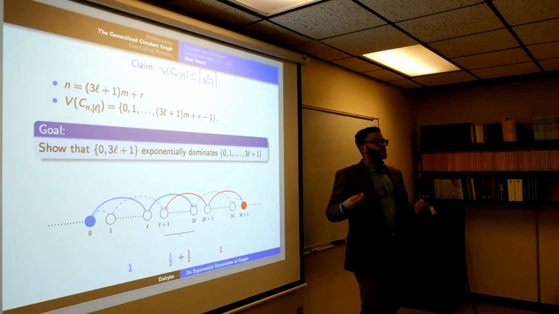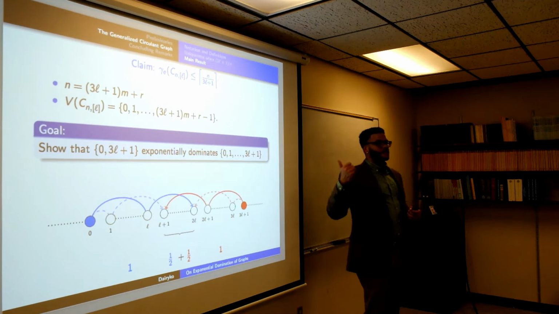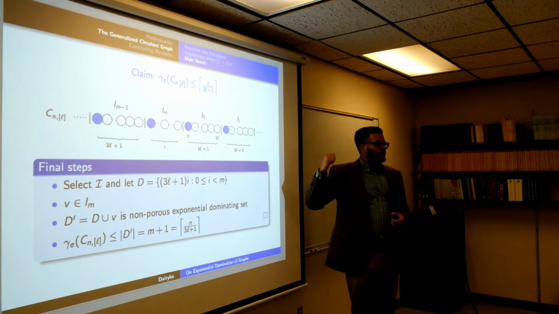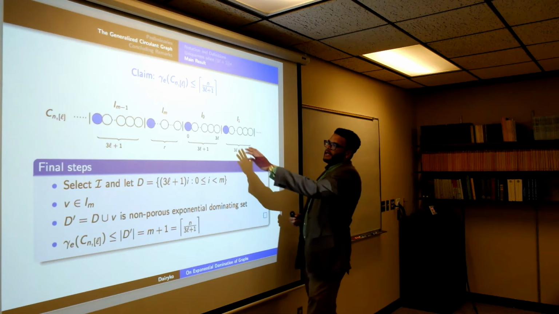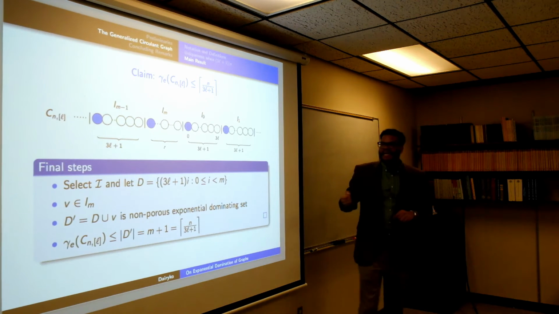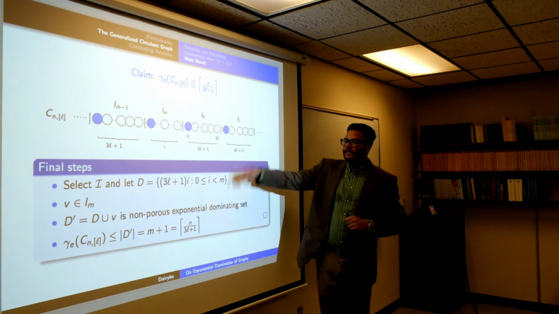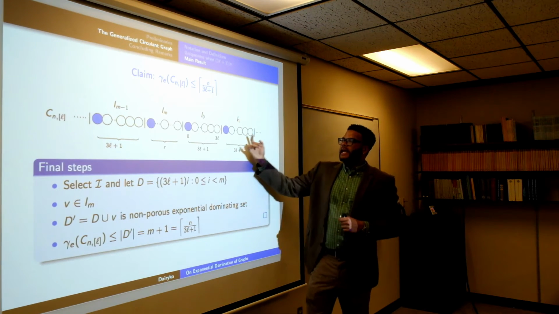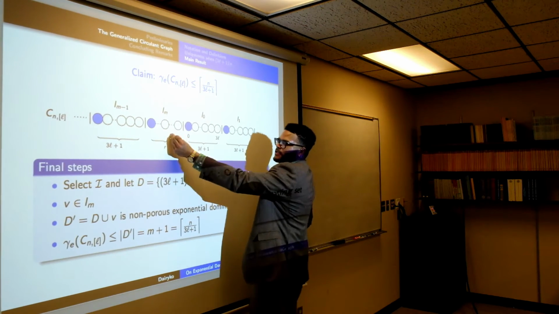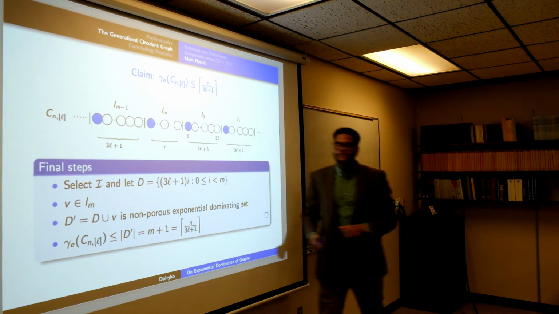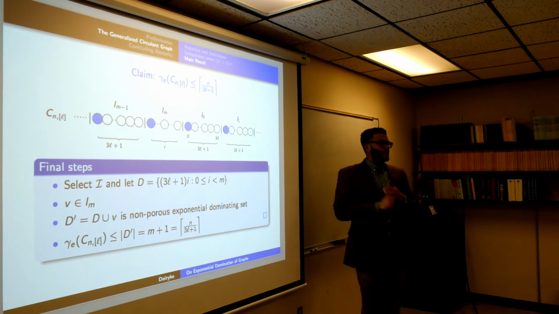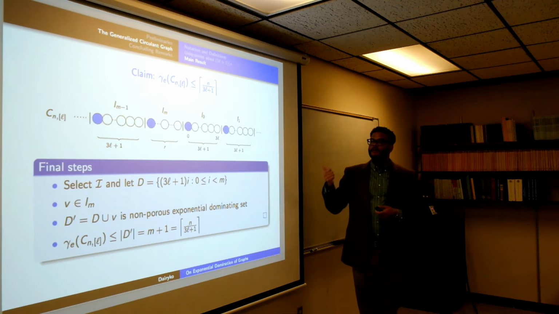So I have to show that there exists a non-porous exponential domination set that has this cardinality. If I apply that argument, and I place my dominating vertices at most 3L plus 1 apart from each other, I can construct a set of vertices that I call D prime, such that from here to here, all these vertices get dominated, all of these vertices get dominated, all of these vertices get dominated, and so on. So I was able to construct a non-porous exponential domination set that has size m plus 1. Okay? So that gives me an upper bound.